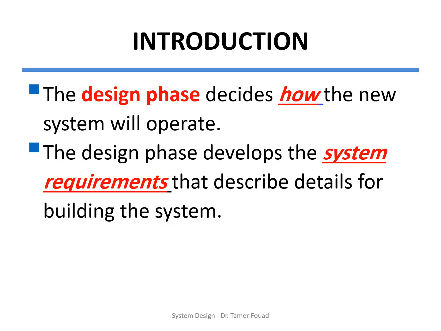The design phase decides how the new system will operate. The design phase develops the system requirements that describe details for building the system. In other words, the design phase in system development is where the blueprint for the new system is created. It's like an architect drawing up plans for a building. This phase takes the requirements gathered in earlier stages and turns them into a detailed plan that developers can use to build the system.